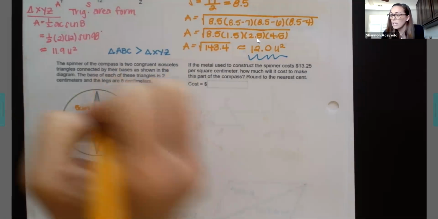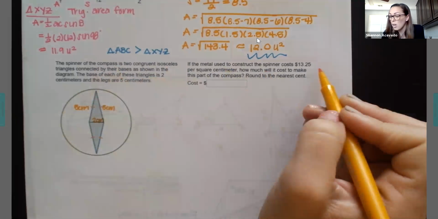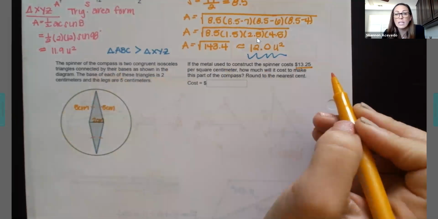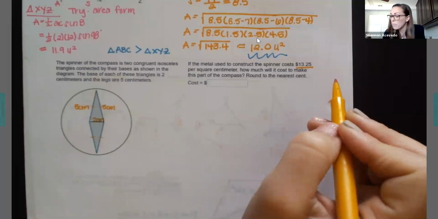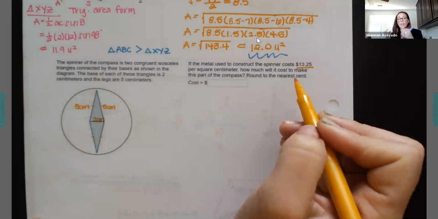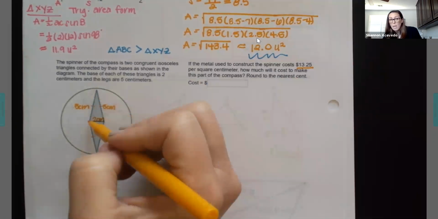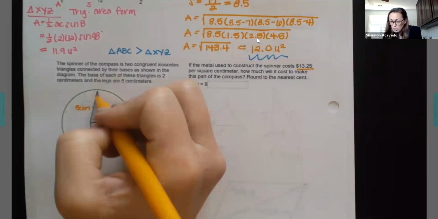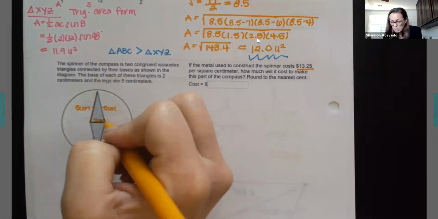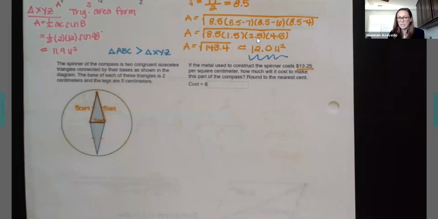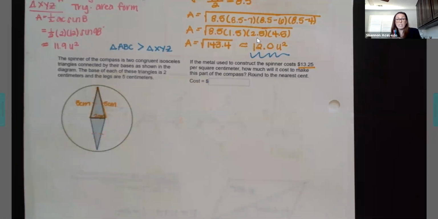If the metal used to construct the spinner costs $13.25 per square centimeter, how much will it cost to make this part of the compass? So we know what the cost is, but how much material do we need? So we need to figure out how much material we need for this whole thing. But I'm going to break them apart into one triangle first, and then I could just multiply it by 2 because they measure exactly the same. And to figure out how much material I'm going to need, I need to figure out the area that needs to be covered. So I want to figure out the area of this triangle.